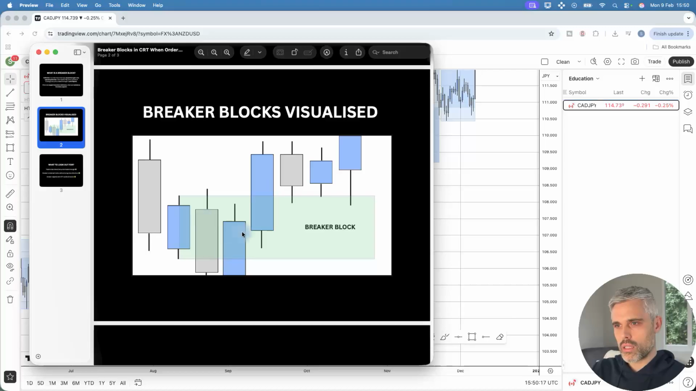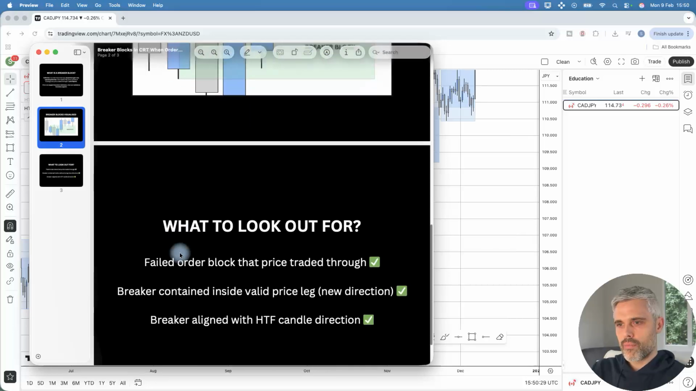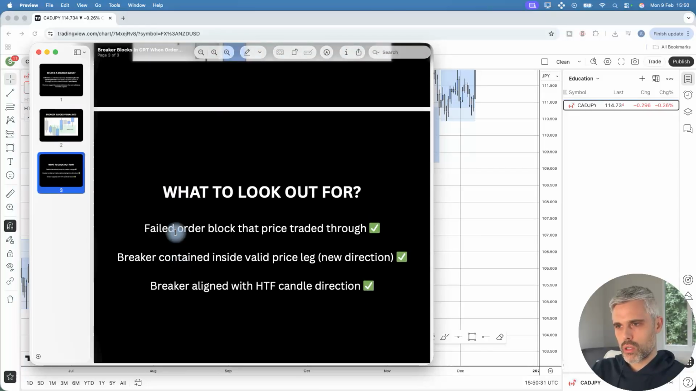And yes, you can look at internal range liquidity in these legs, but it doesn't always line up so perfectly. And you do get these breaker blocks that sit in the market that get respected, and we can use them to take trades. So what to look for? Failed order blocks that price traded through aggressively. Breakers contained inside valid price legs. New direction starting. Breakers aligned with higher time frame candle direction. When I say breaker, I mean breaker block. So breaker block, flip zone, breaker, they're all interchangeable.